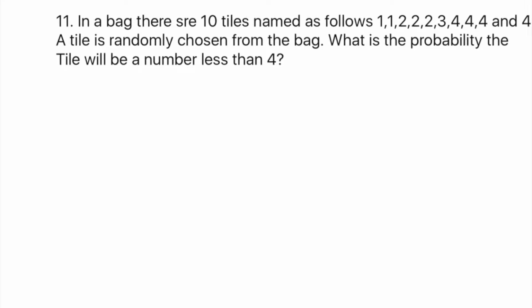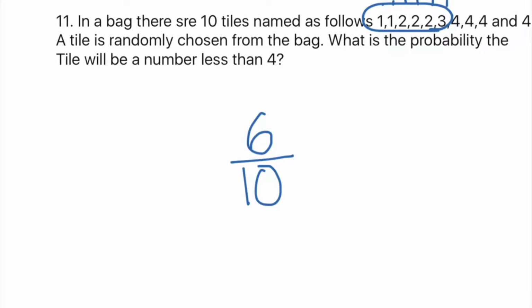Number 11. In a bag, there are 10 tiles named as follows: 1, 1, 2, 2, 2, 3, 4, 4, 4, and 4. A tile is randomly chosen from the bag. What is the probability the tile will be a number less than 4? So that means it cannot be 4, it has to be less than 4. So that's only these numbers right here. And we know that there are 10 tiles total. And there's 1, 2, 3, 4, 5, 6 tiles that are less than 4. So 6/10, but we want to reduce that to 3/5. And that's your probability.